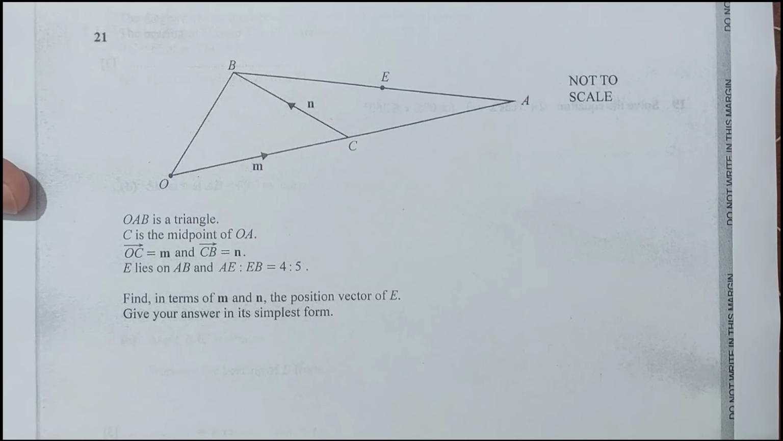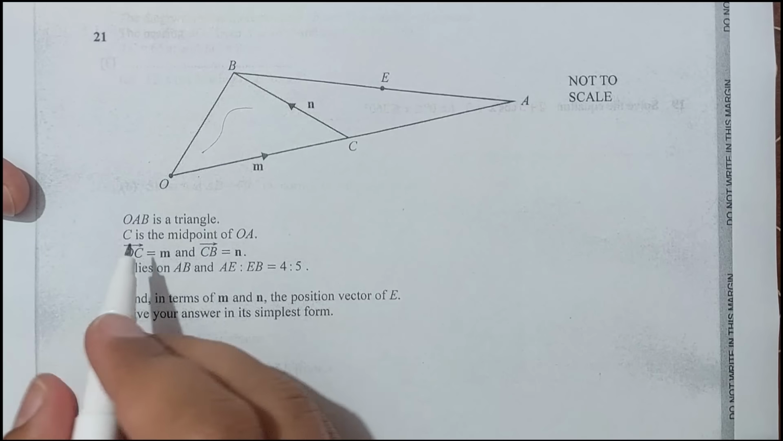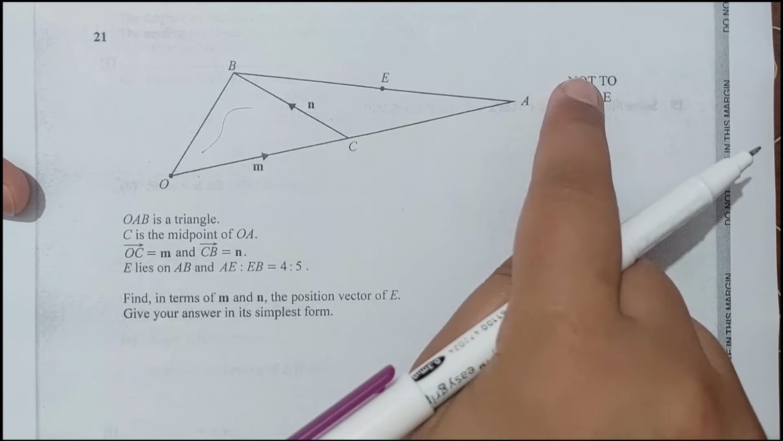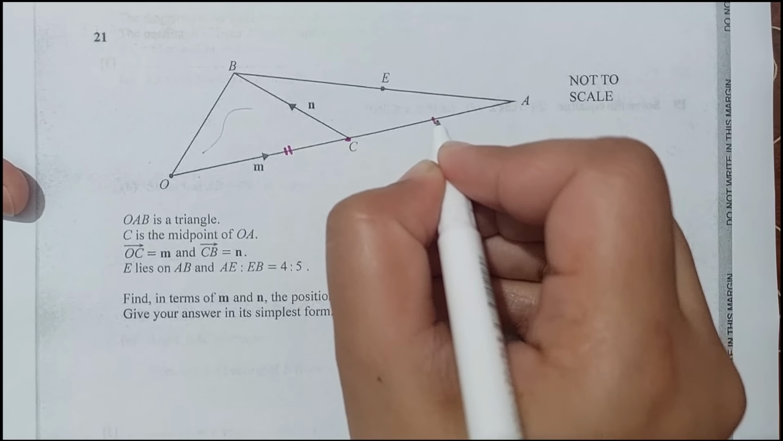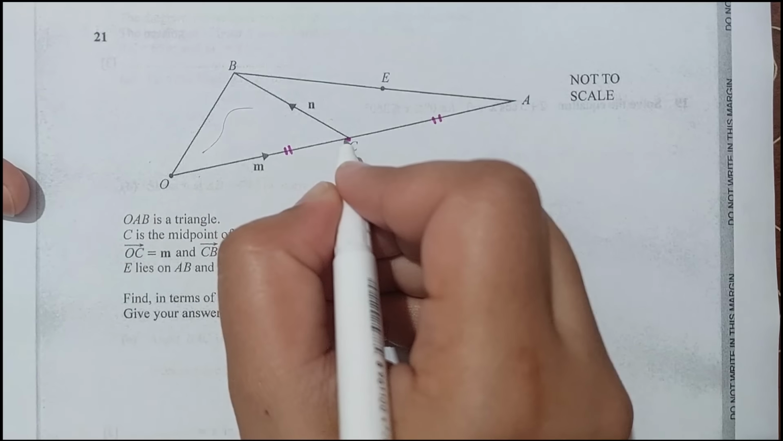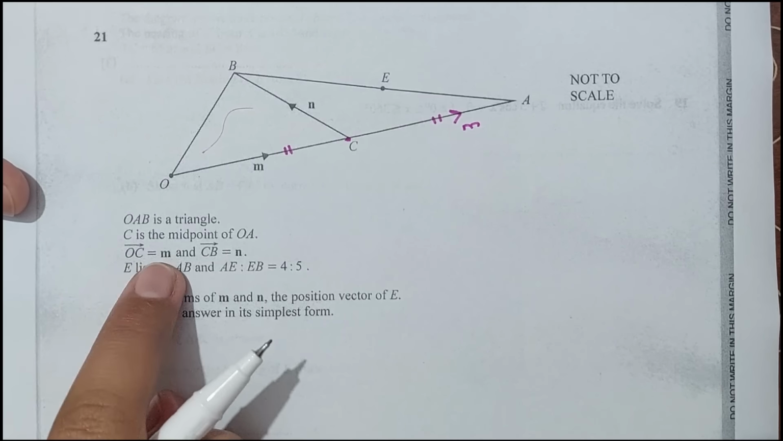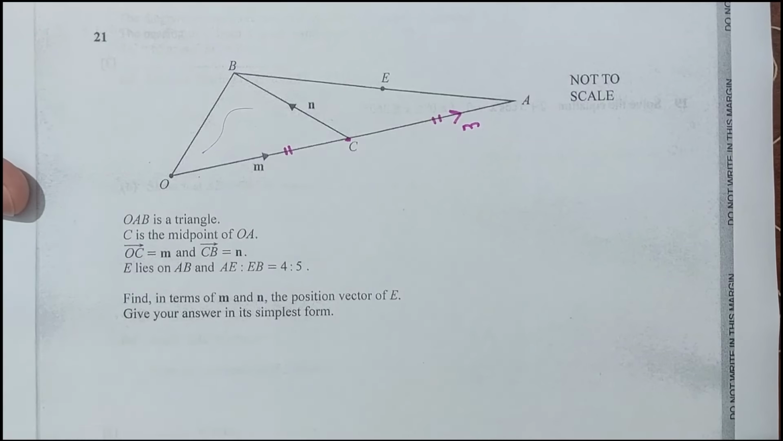Question number 21. OAB is a triangle. C is a midpoint of OA. It means this length OC and CA both are the same. If OC is m, then this length is also m. OC is m, CB is n.